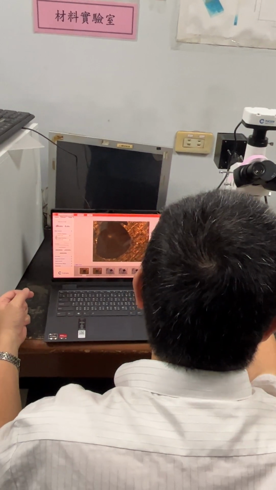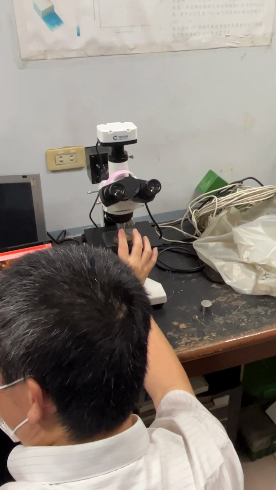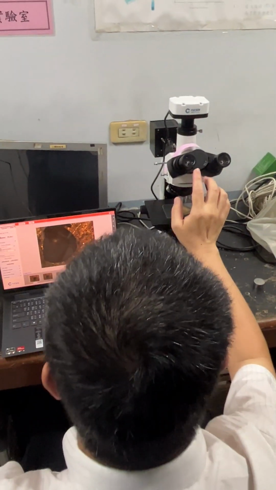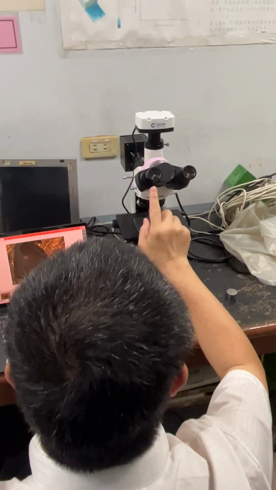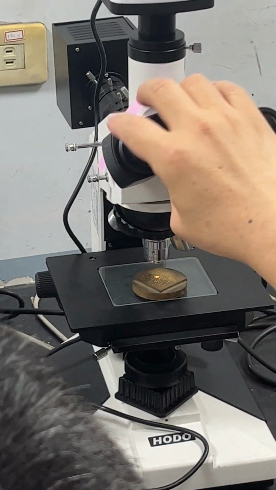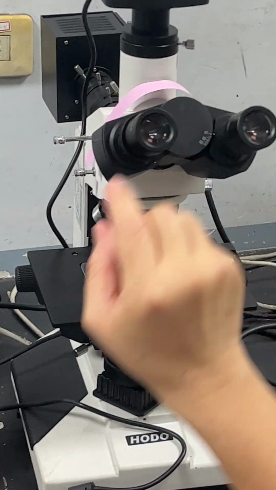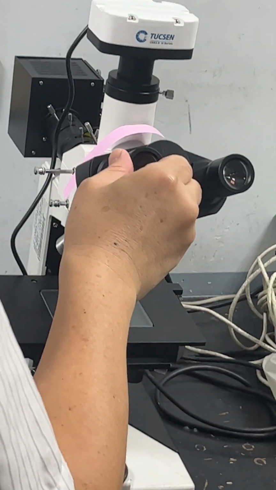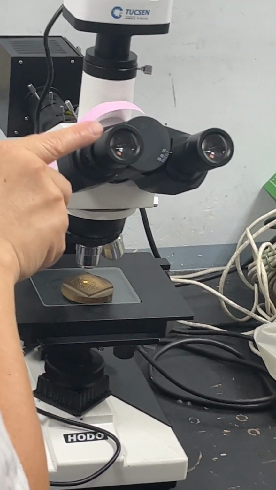And please watch out for the magnification of the microscope. You can see here that this one is 10 times. As you can see, it is written here, 10x.